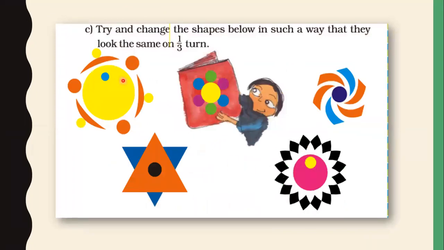The next question is, try and change the shapes below in such a way that they look the same on 1/10. Here the first figure, inside the yellow circle, a small blue circle is given. If we remove this blue circle, the figure will be looking the same on the 1/10. Or we can bring this blue circle to the center of the yellow circle. That way also the figure will be looking the same. So it has two answers. Either you can remove the blue circle from there or you can bring the blue circle to the center.